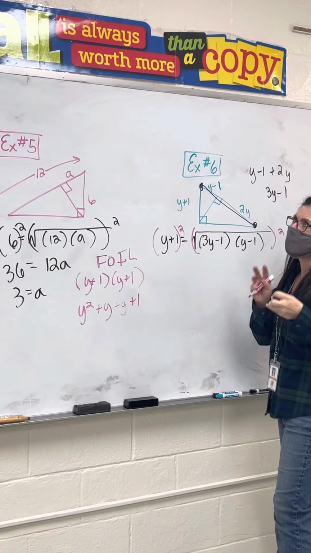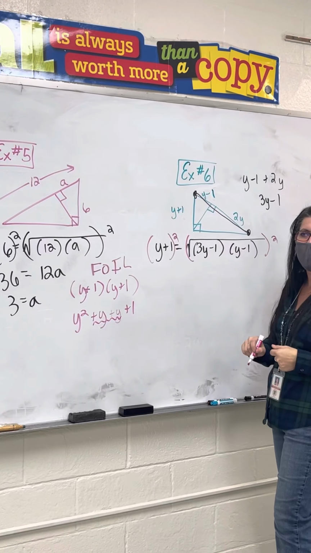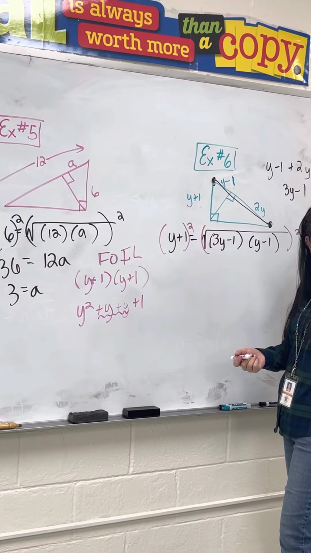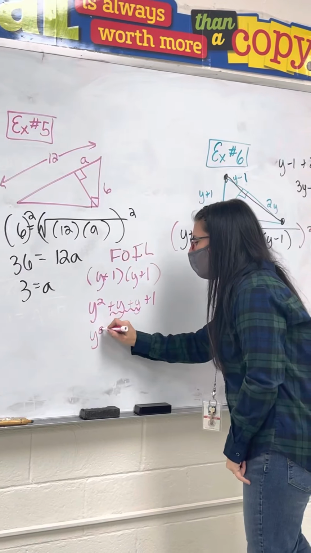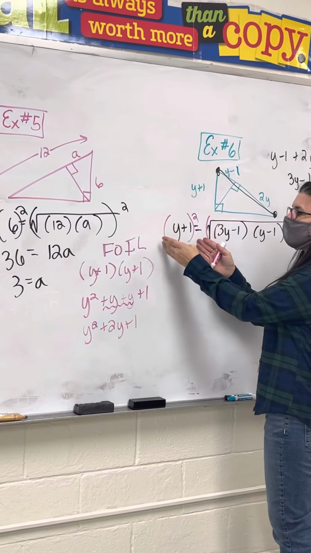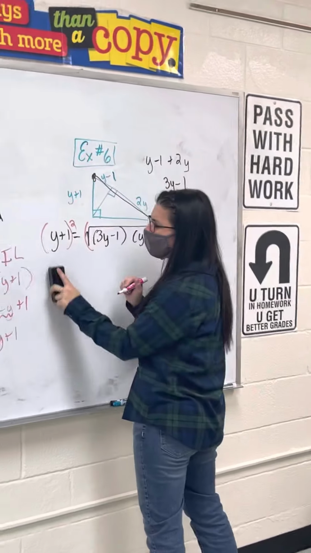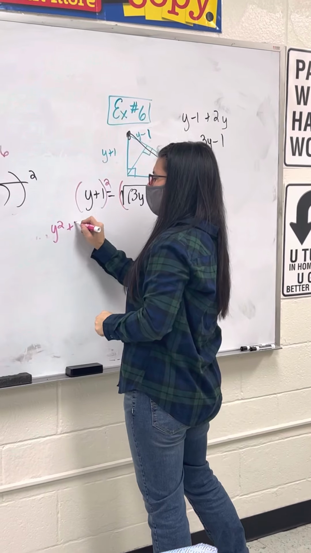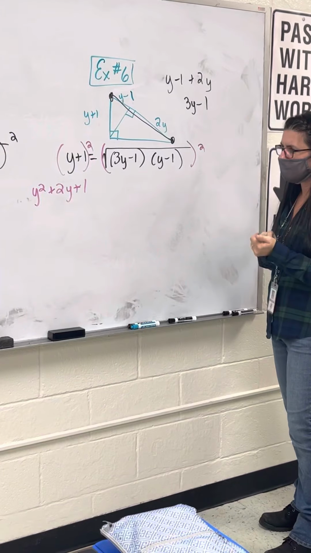So a lot of FOILing problems, you can simplify those two middle terms because they have the common terms. So what's y plus y? 2y, you're multiplying. When you add, you just add the coefficients. So this simplifies to y squared plus 2y plus 1. So we FOILed and simplified. When I multiply y plus 1 times y plus 1, I get y squared plus 2y plus 1. That's what I just did and just erased.